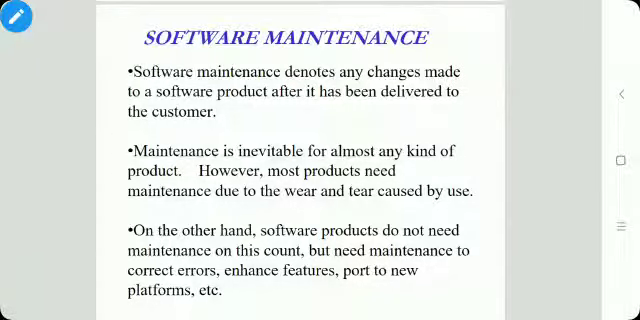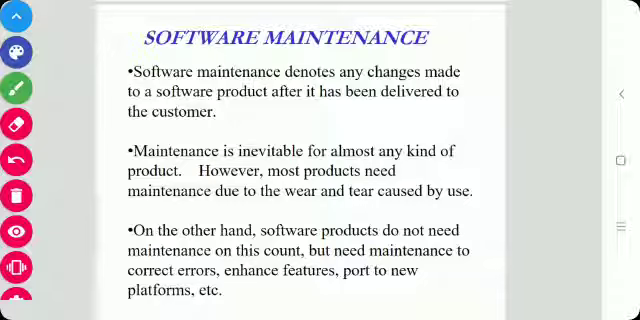The topic for this section is software maintenance. Software maintenance denotes any change to a software product after it has been delivered to the customer. We have studied in unit 1, if we are delivering the product to the customer, and if the customer wants to do some changes, then that is called as the software maintenance.